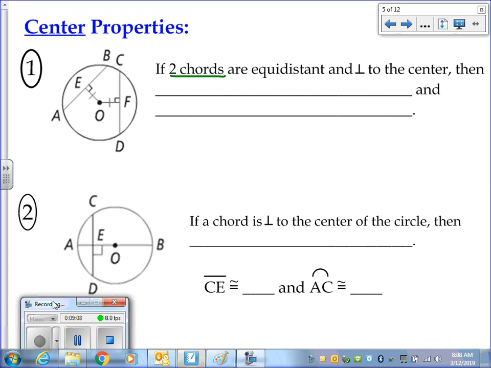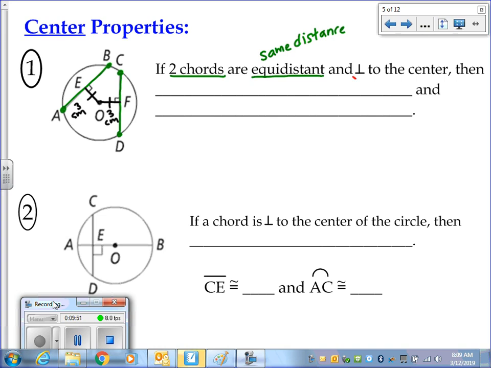This property means you're going to have 2 chords. So if I look at this picture, I have 2 chords, AB and CD. They're going to be equidistant to the center. That means the same distance to the center. Equal distance. So if you look here in the picture, you're given that the distance from this chord to O is the same as the distance from that chord to O, because there's little tick marks here. I'm just going to make up a number. Let's say they're both like 3 centimeters away from the center.